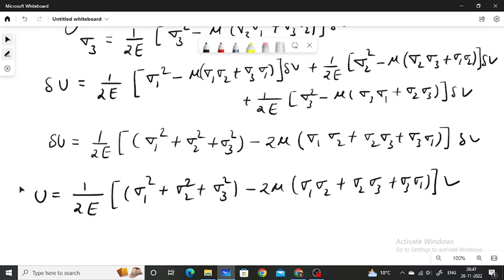Now 1 by 2E is common from the equation. We have sigma 1 square plus sigma 2 square plus sigma 3 square minus 2 mu times sigma 1 sigma 2 plus sigma 2 sigma 3 plus sigma 3 sigma 1, into delta V. So the total strain energy will be calculated by integrating this equation. By integrating, U is equal to 1 by 2E sigma 1 square plus sigma 2 square plus sigma 3 square minus 2 mu sigma 1 sigma 2 plus sigma 2 sigma 3 plus sigma 3 sigma 1, into volume. This will be the total strain energy.